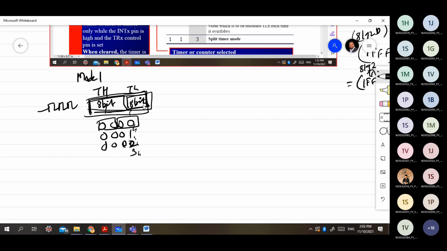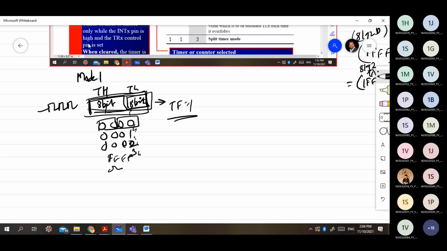ऐसा नहीं कि पहले TL को इंक्रीमेंट करेगा, जब 8 बिट ओवरफ्लो हो जाएगा तब जाकर TH को इंक्रीमेंट करेगा. नो, ऐसा नहीं होता है. समझो क्या हो रहा है. Here the only difference is that it just increments this entire 16 bit, and when this entire 16 bit overflows, meaning all FFFF becomes 0000, then my TF flag becomes 1.